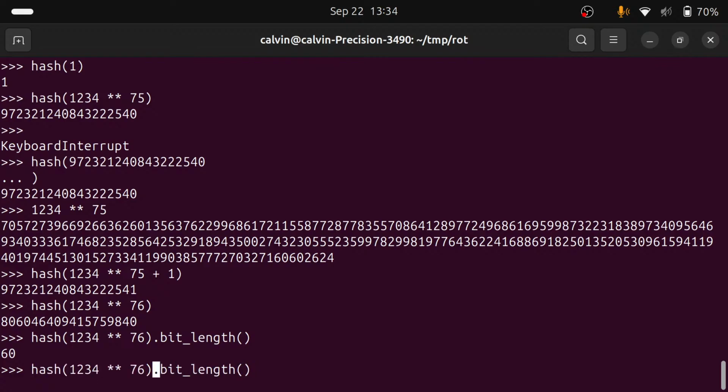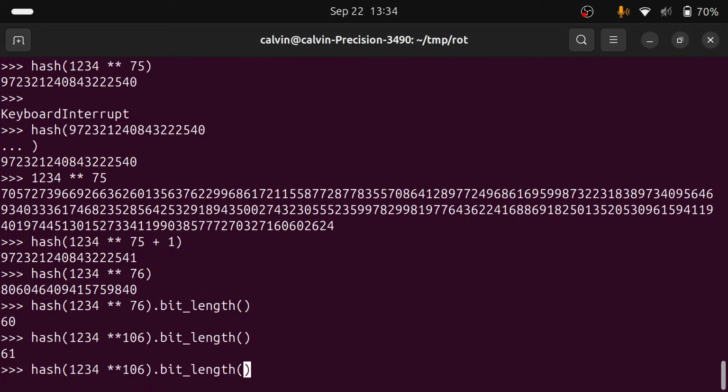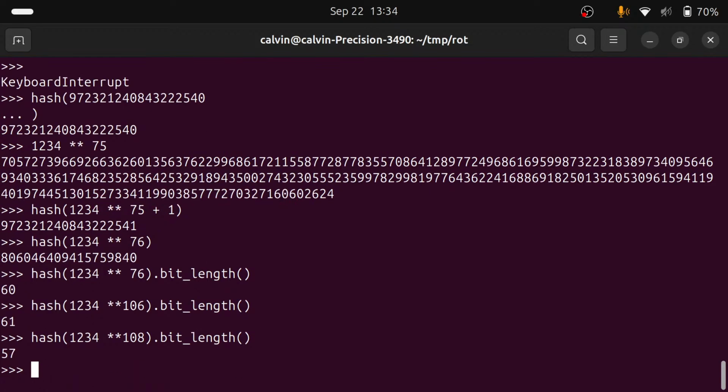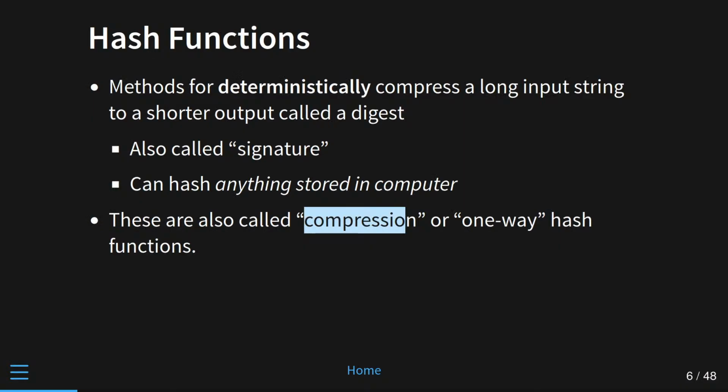And I think, like, no matter what I put in here. Oh, I got up to 61. Okay, so they're around 64, right? So these things are roughly the same size.